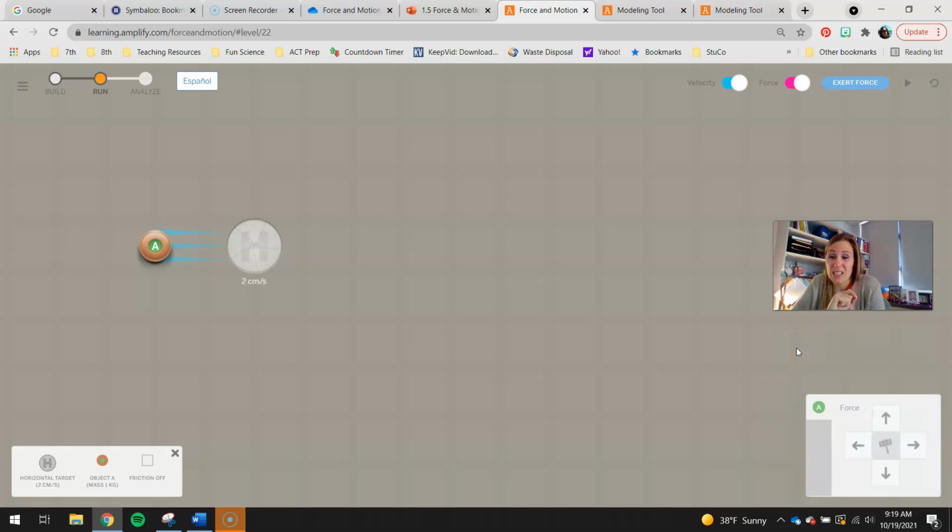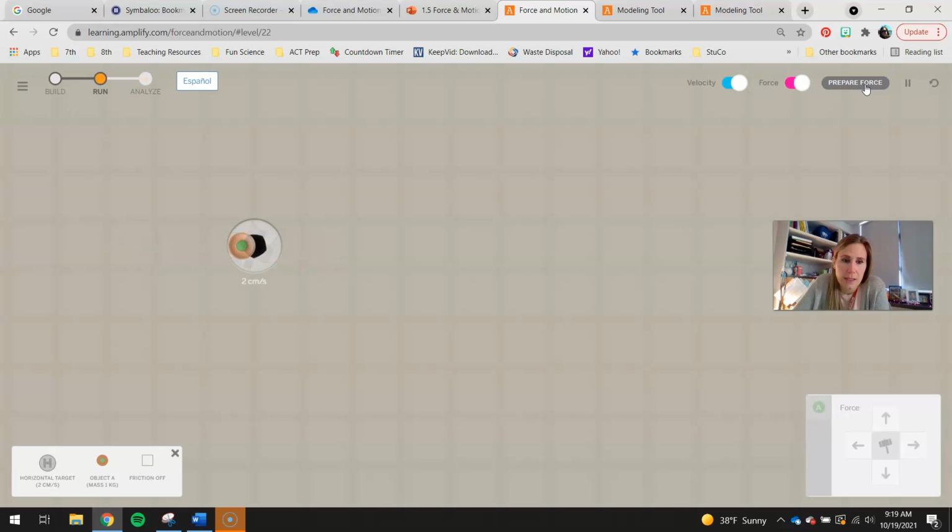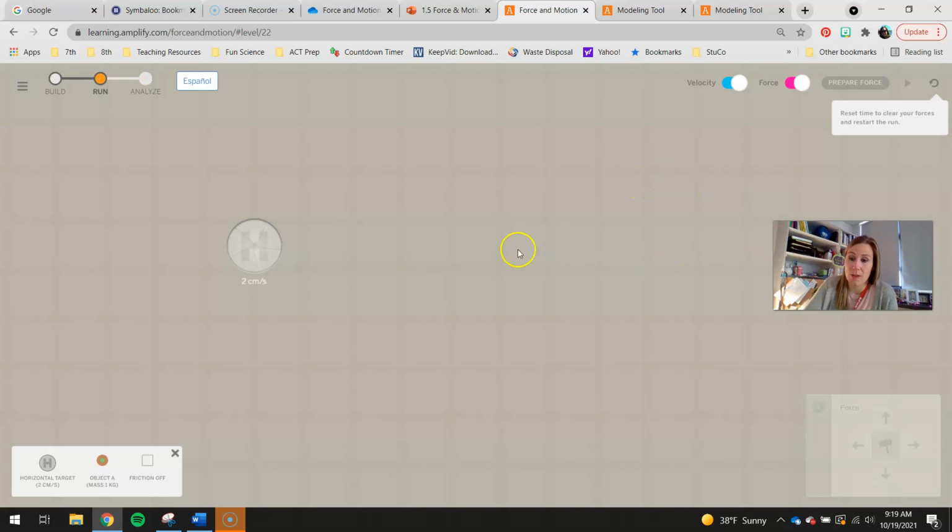Okay, and then we're going to go ahead and prepare our force. Remember, we said that we have to click it 3 times to the right to stop the puck. 1, 2, 3. And then another 2 times to get it moving again and moving to the right 2 centimeters per second. 1, 2. Okay, so then go ahead, exert that force. And we just sped up our puck going 2 centimeters per second to the right when it was initially moving 3 centimeters per second to the left.